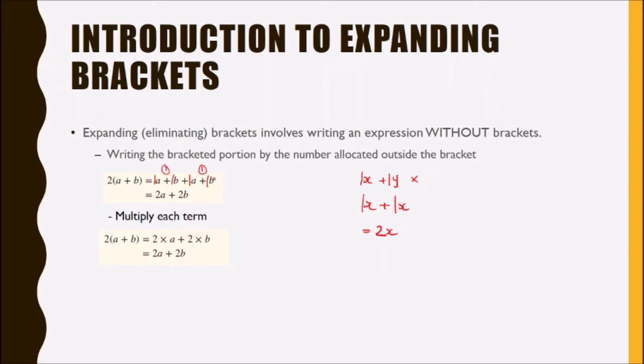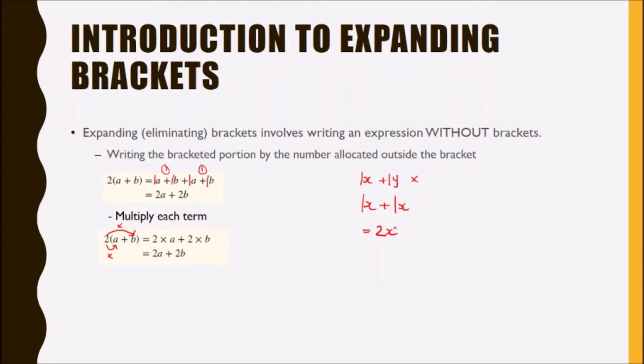Now, that's one way you can expand a bracket. The second way, which is mostly used, is that you multiply each term. So what you do is you get the outside number and you multiply it by the first letter that it comes across, so 2 times A, that's the first one, and then you do plus 2 times B, and that can also give you 2A plus 2B.